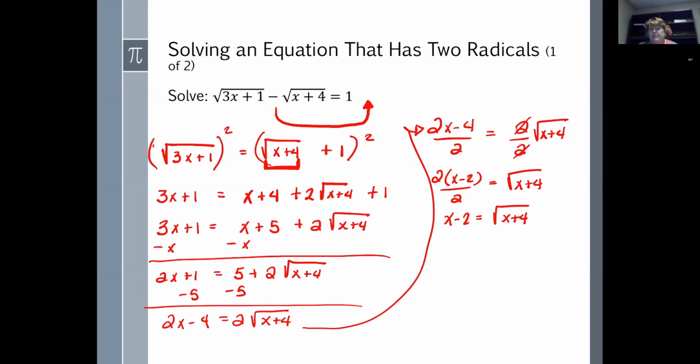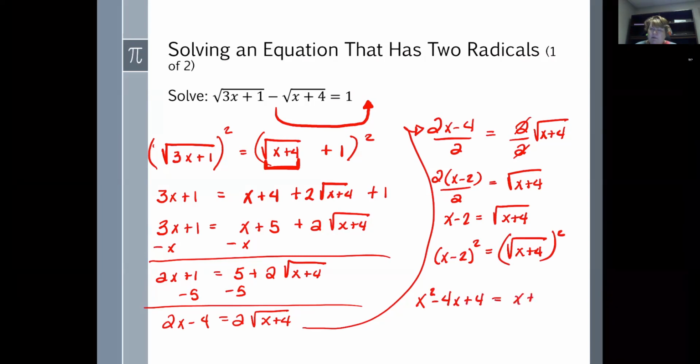And I repeat the process. I now square both sides of the equation, and then I'm going to solve the resulting quadratic equation. So I'm going to square both sides. On the left-hand side, I'm going to square that binomial. So I get x squared minus 4x plus 4. That's going to be equal to x plus 4. And I'm going to solve that equation.